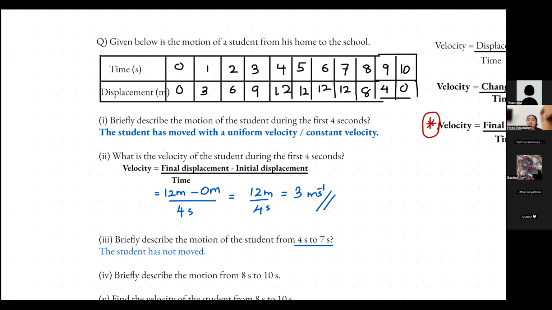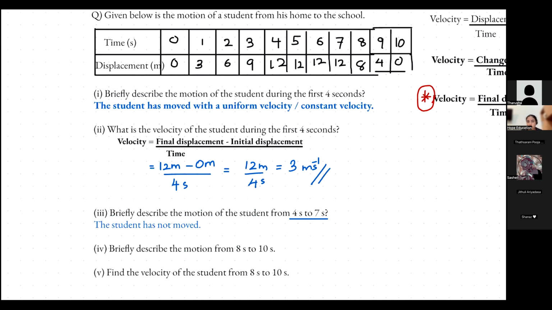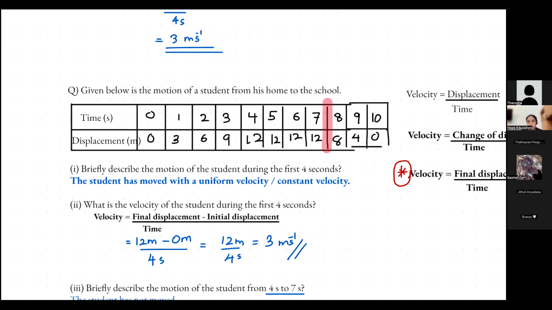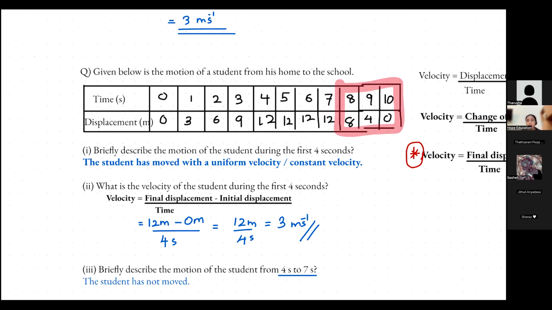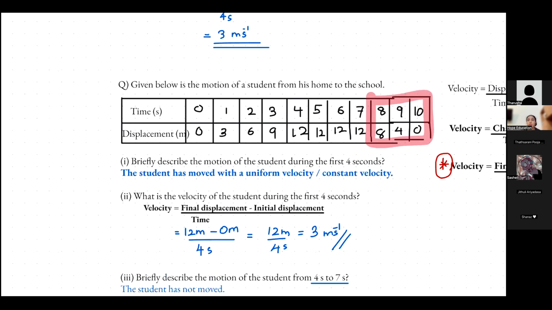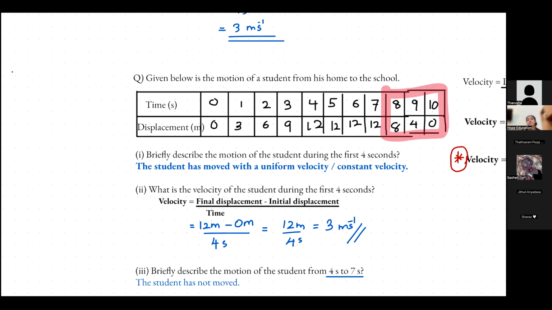Briefly describe the motion from 8 seconds to 10 seconds. What has happened here? What has happened to the displacement here? Look, Lamai, this is quite interesting. Listen carefully, and look at what I'm going to show you. I'm going to show this using an illustration. I'm going to make a drawing.